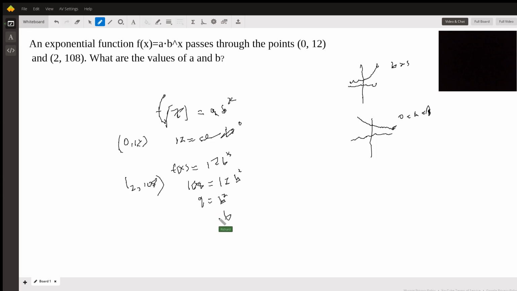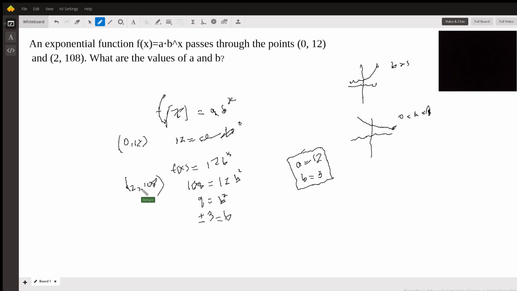So b would be plus or minus 3. But we're putting a restriction on b. This is a classic restriction. I'm assuming that the teacher here would apply that restriction. It's just not stated. And so a would be 12 and b would be 3. And this is exponential growth because b is bigger than 1. Okay, so those are the graphs, and that's the function. So it's relatively straightforward, but it's a classic question.